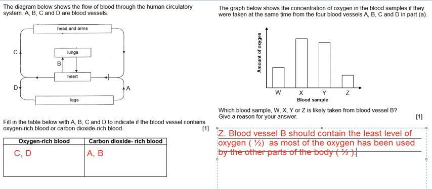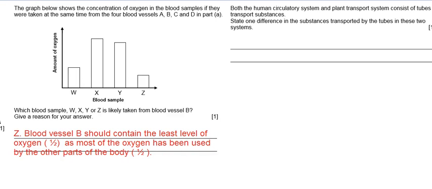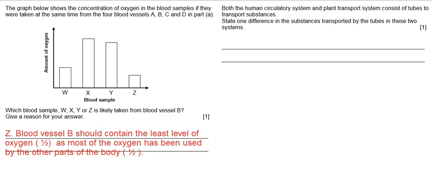Alright, next one. Both the circulatory system and the plant transport system consist of tubes to transport substances. State one difference in the substances transported by the tubes in these two systems. Now, this is a very common question. I've seen it appear many, many times. Alright, so let's recall what we have for the human body, what is transported, and for plants, what is transported.